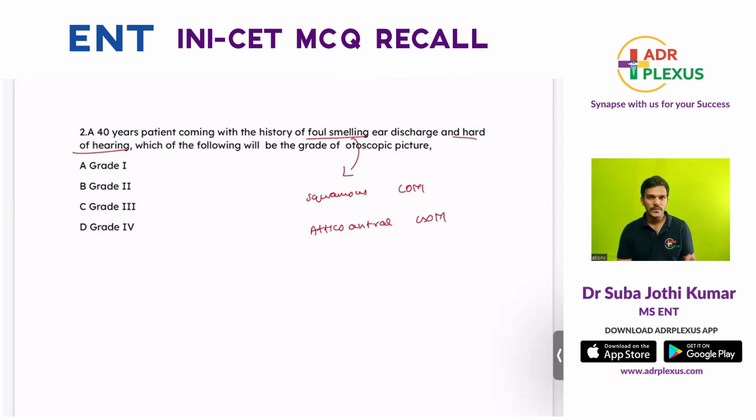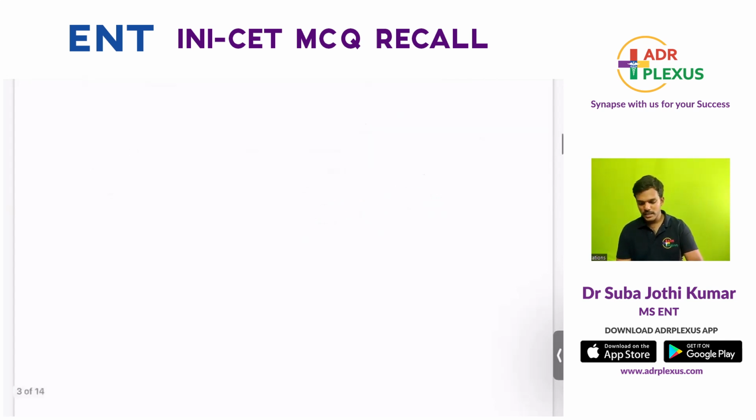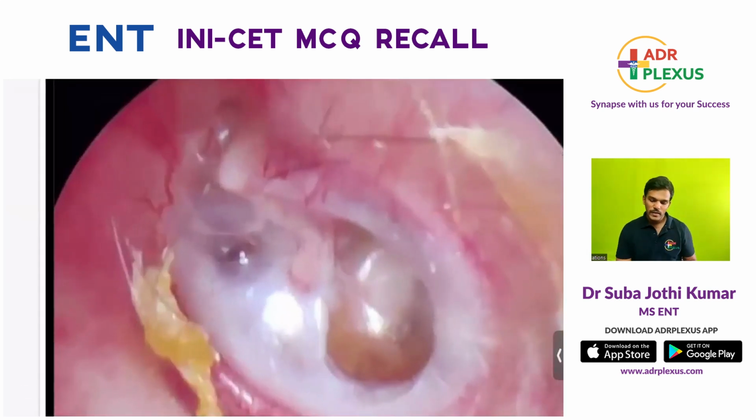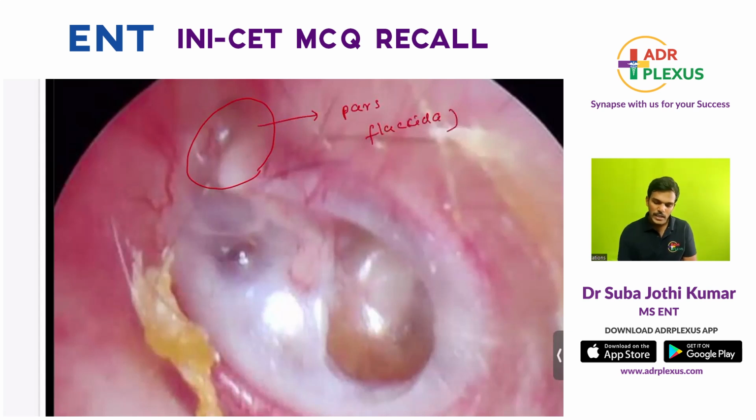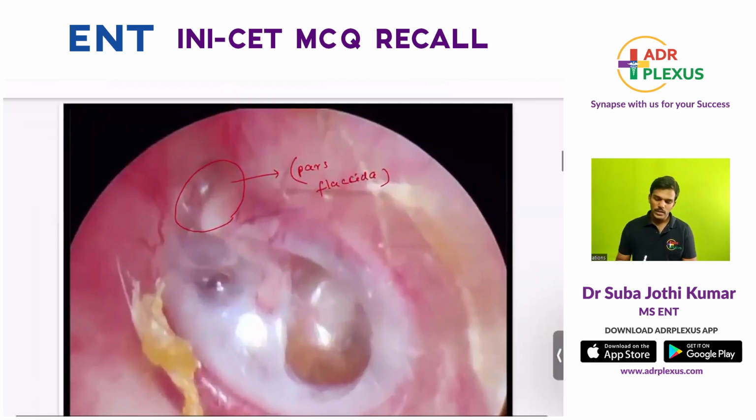For this unsafe type, they have given the picture like this. The picture shows that there is some retraction that is seen over the pars flaccida. So in pars flaccida, this retraction is seen. So what is the grade of this retraction? If we haven't studied this grading, we can't answer this question. So first, we'll jump into grading of this pars flaccida retraction.